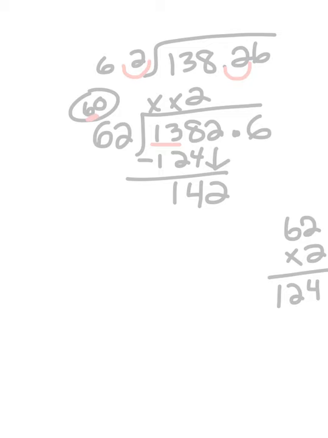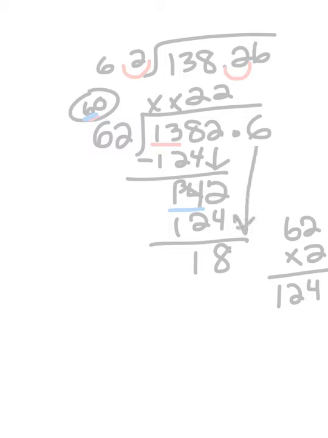Then I start all over again. How many times does 6 go into 14? If you said 2 again, that is correct. Now, I don't have to redo my math for 62 times 2. I've already done it off to the side. So I can just do 124. Subtract, I can't do 2 minus 4, so I have to borrow. 12 minus 4 equals 8. 3 minus 2 equals 1. Can I have 18 left over? Yes, I can. And I bring 6 down.